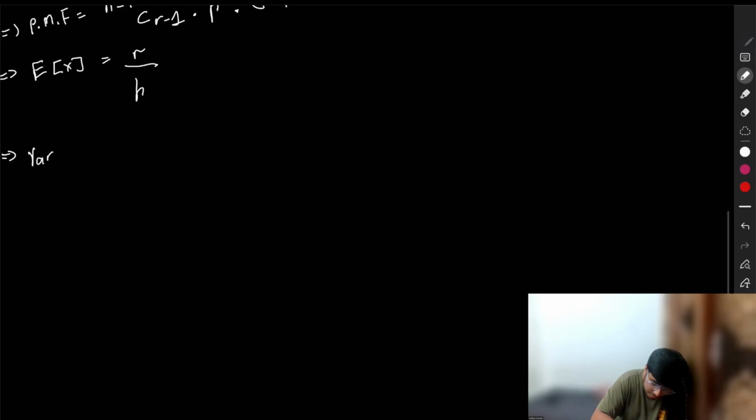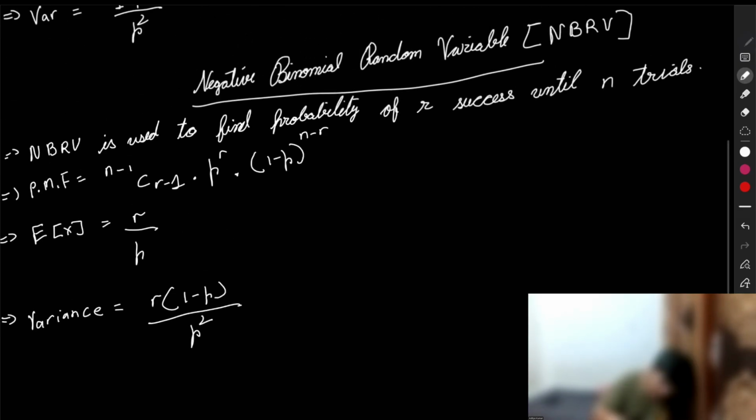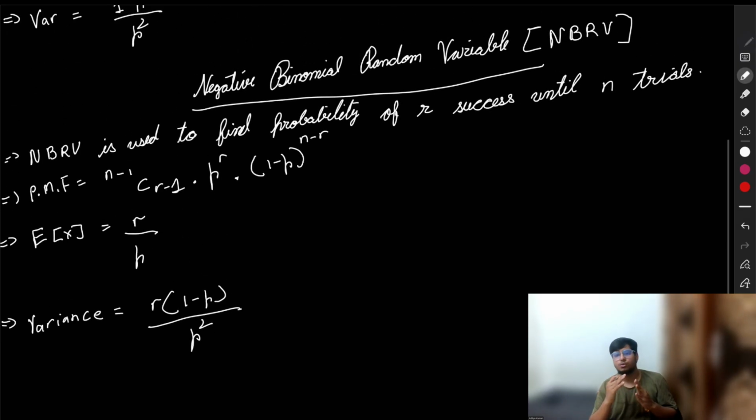Now what is the variance? It is also very simple. It is R multiplied by (1 minus P) upon P square. So we have covered two new random variables. Now let's solve a question which is based on one of these two random variables.